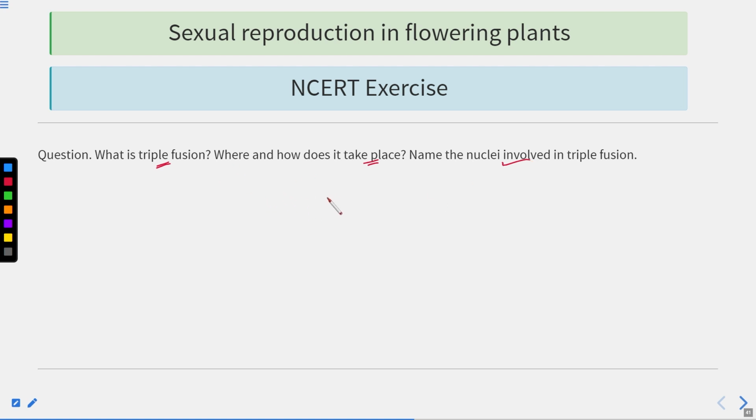So to answer this, you should first know about the double fertilization. Double fertilization takes place in the angiosperms, which are also known as the flowering plants. Clear? So what happens during double fertilization? The fertilization is taking place twice. What is fertilization? Fertilization is the fusion of two gametes.